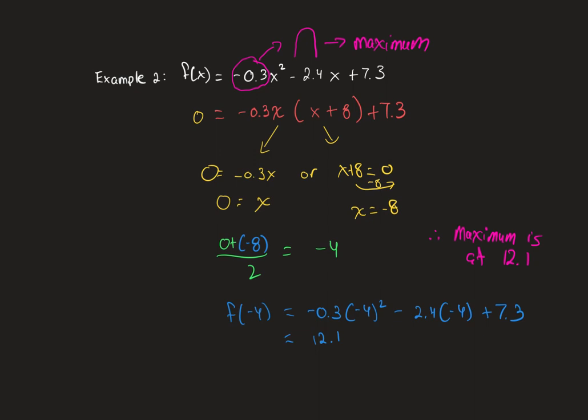So as you can see, the steps work every time. It doesn't matter how weird your numbers get or how big they get. You're always going to do the same stuff. You're always going to take away your a value and the x from the first two terms. You are then going to find your two x values. You take the average of your x values, then substitute it into your original equation to find your max or min.